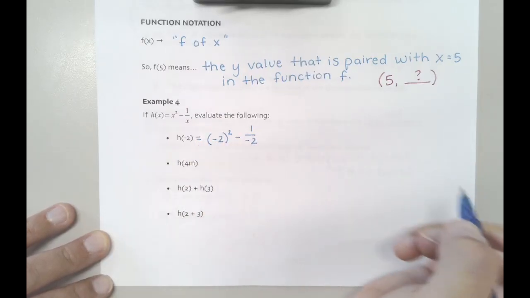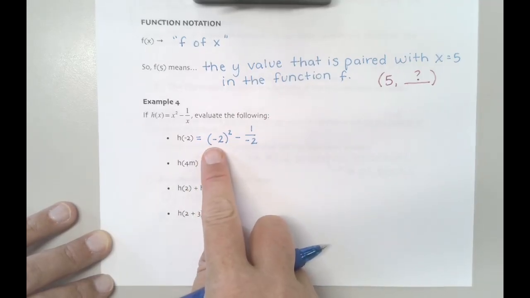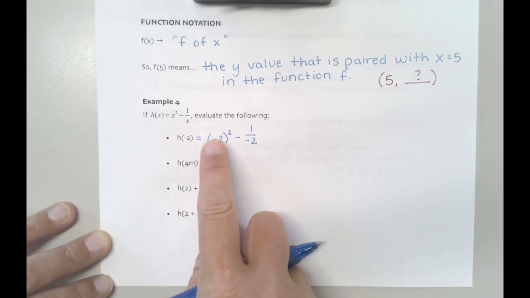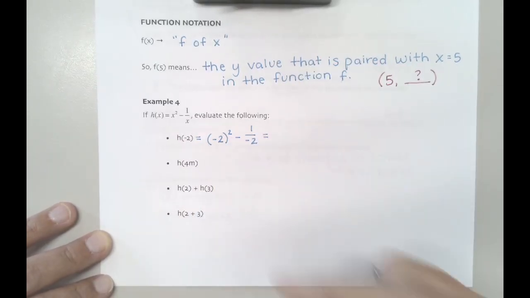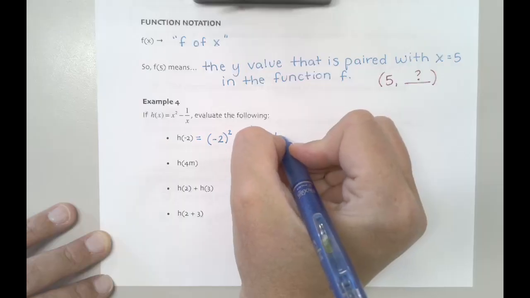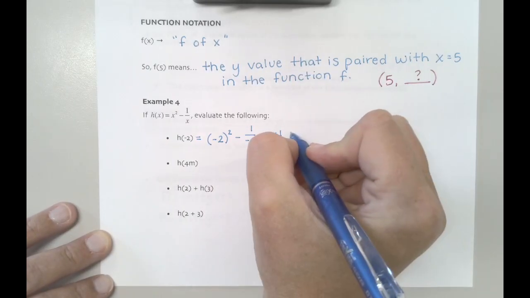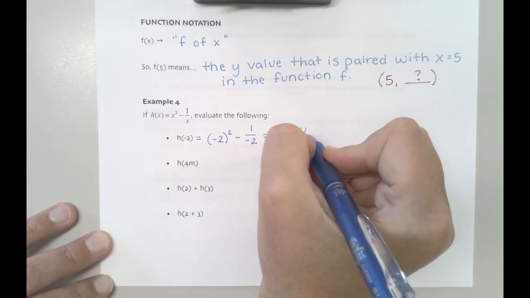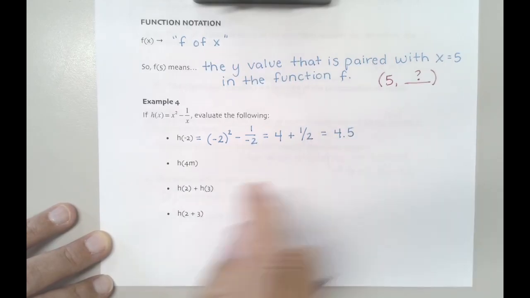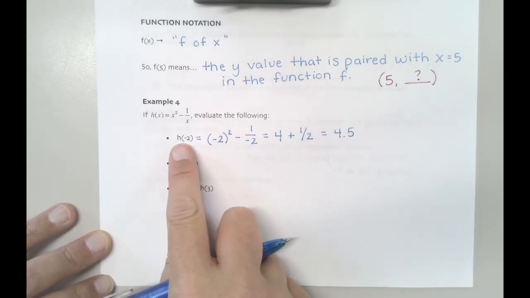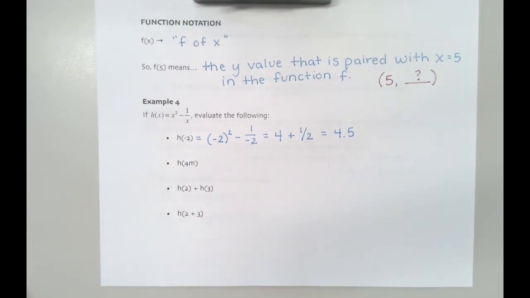Trying to go without a calculator as much as I can here. Well, (-2) squared, by the way, if you are typing this into a calculator, those parentheses are going to be important. Anytime you square a negative number, it has to be in parentheses, because we are smart enough to know that (-2) squared should be +4. And then I have a minus negative 1/2, so I'm really saying 4 plus 1/2. And so I'm just going to say this is 4.5. So in this function, the coordinate would be (-2, 4.5), one of the coordinates.